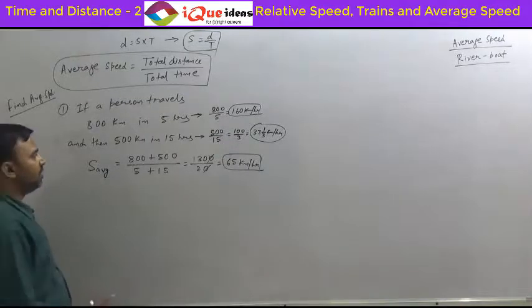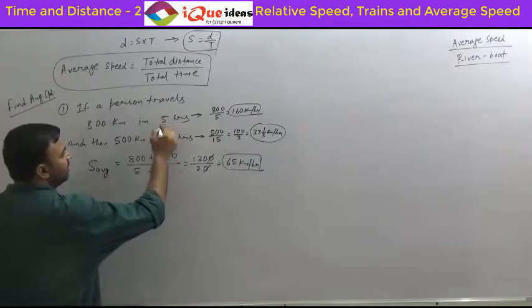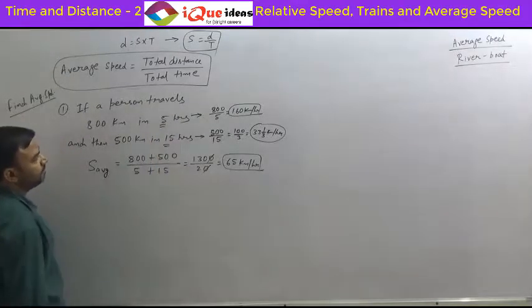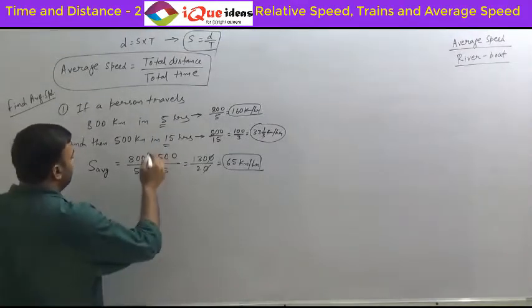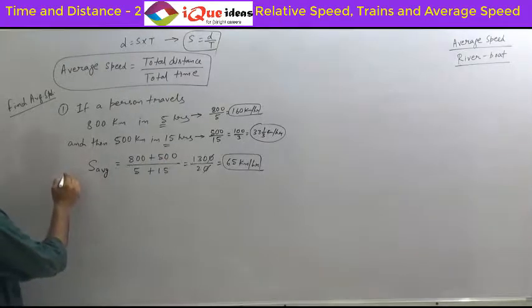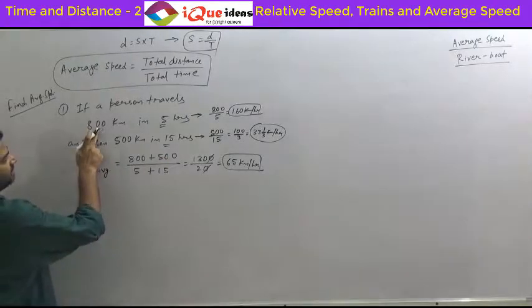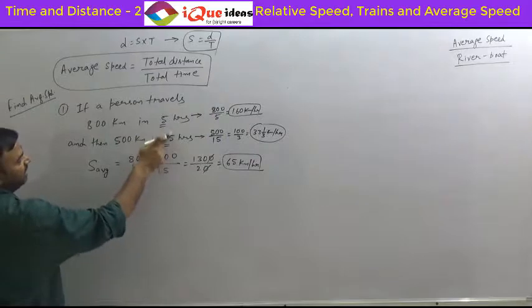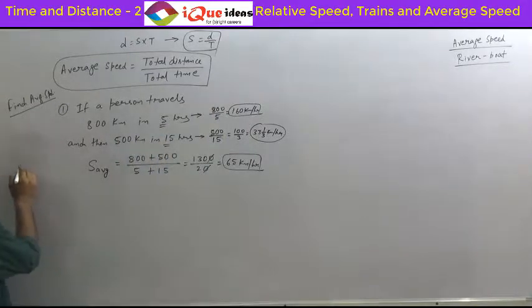Now one more thing. Suppose these times are same. In this case, what are the things given? Speed, distances are given and the times are given. So I'll write the generalized expression. S average in this case is equal to D1 plus D2 plus D3 and so on, if there are more parts, divided by T1 plus T2 and so on.